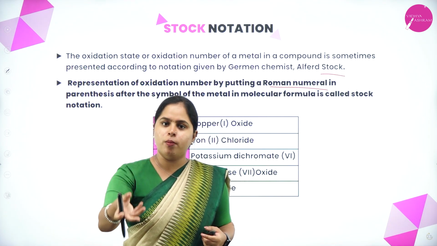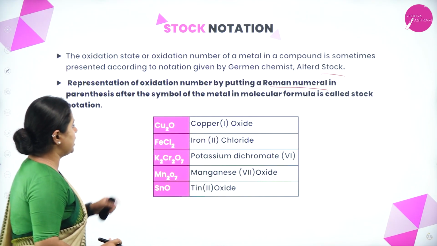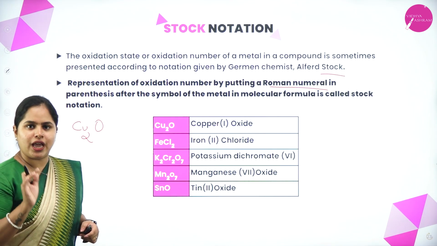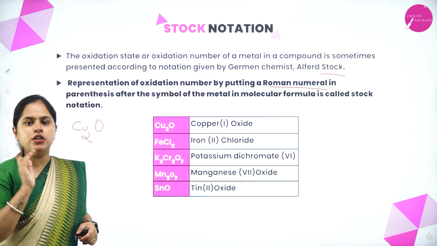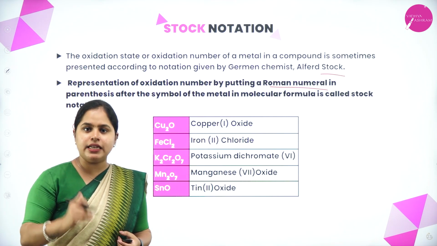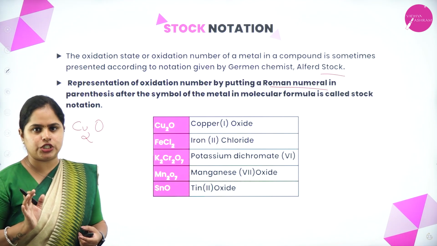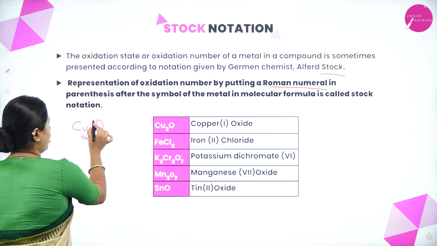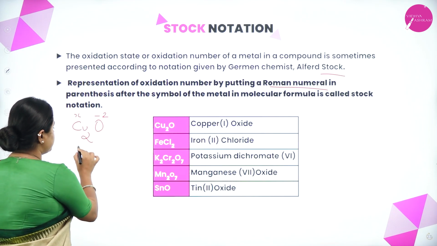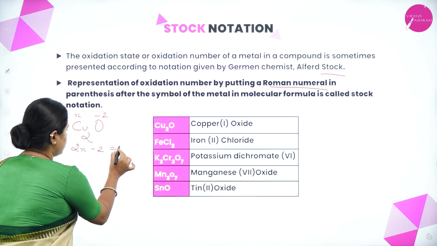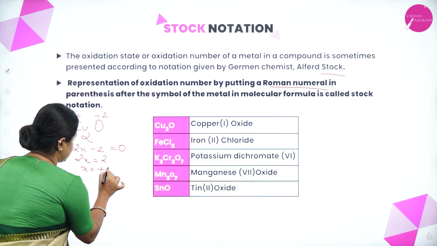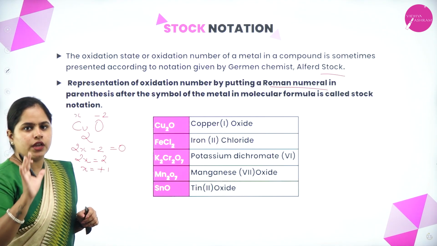So in the molecular formula, after writing the name of the metal, you are going to mention the oxidation number in Roman numerals. Let's take an example of copper oxide, that is Cu2O. The first step is to calculate the oxidation number; once you get it, we represent it after the name of the metal in Roman numerals. For oxygen it is -2. For copper we don't know, so we keep it as X. How many atoms are there? 2. So 2X minus 2 is equal to 0, it's not having any other charge. So 2X is equal to 2 and X is equal to +1.